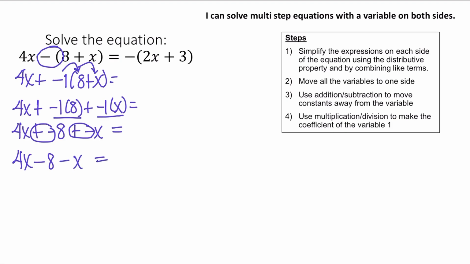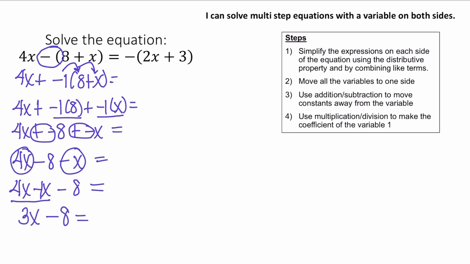Now I need to combine the like terms I have. So I have 4x, and you can see here I have this minus x term. So I'm going to combine those two terms, and then I have minus 8. 4x minus x, remember that minus x is basically a 1x. So 4x minus 1x is 3x. So I have 3x minus 8 as my simplified form of the left side of the equation.